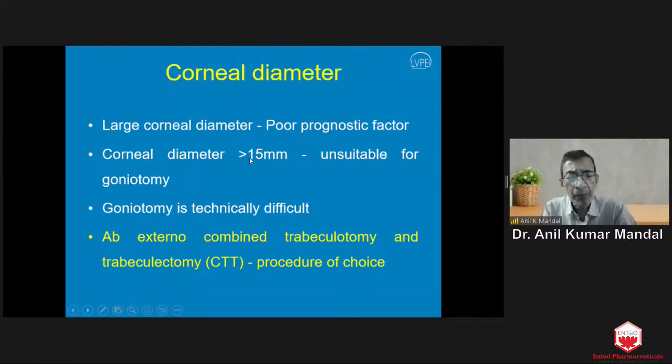One important piece of information: Barkan in his several publications mentioned that even if a surgeon is conversant with goniotomy, and the corneal clarity otherwise permits performing goniotomy, there is a clear cornea, just because the corneal diameter is 15 millimeters, you should not do goniotomy, because the angle distortion, the angle stretching, the limbal stretching is such that in performing goniotomy, you may really perforate the globe. That's why goniotomy is contraindicated in cases where the corneal diameter is more than 15 millimeters.